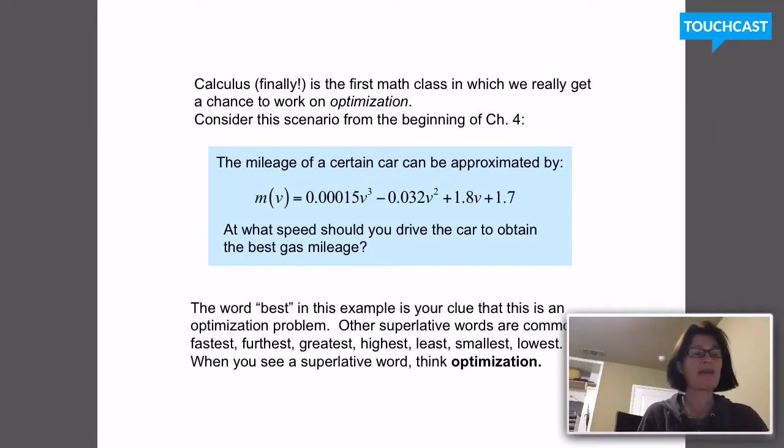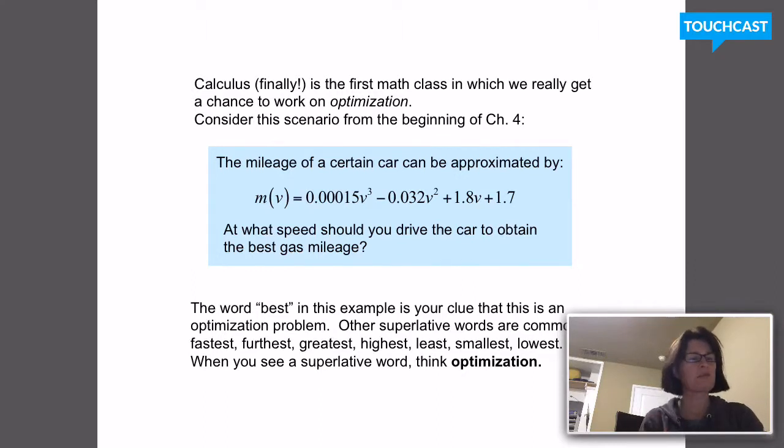Calculus is the first time in a math class that we really get to work on optimization, that idea of picking the best input to give us the output that we want the most. So what production level should I have at my factory if I want to maximize the profit? Or what production level do I want at my factory if I want to minimize the cost?